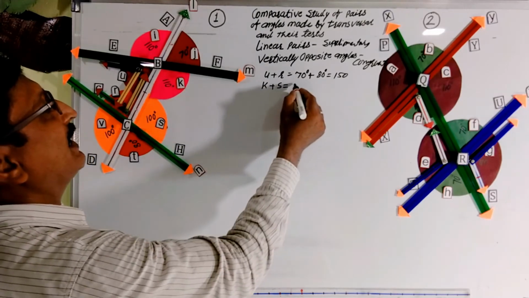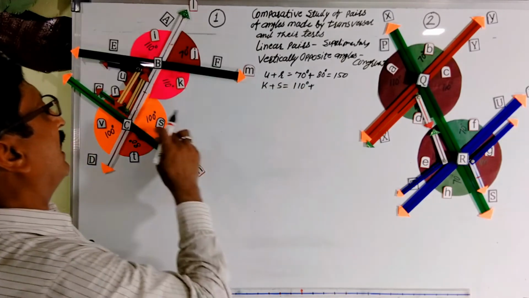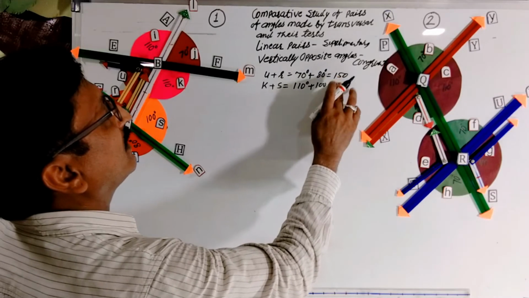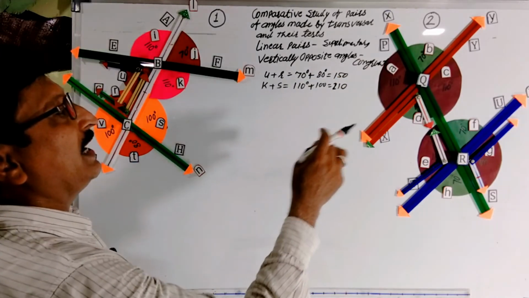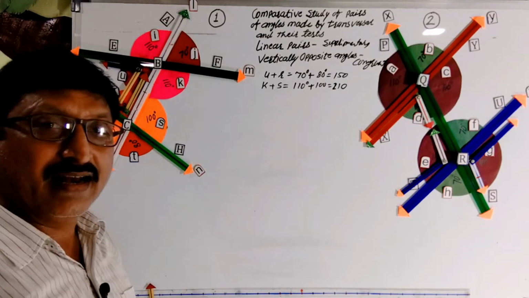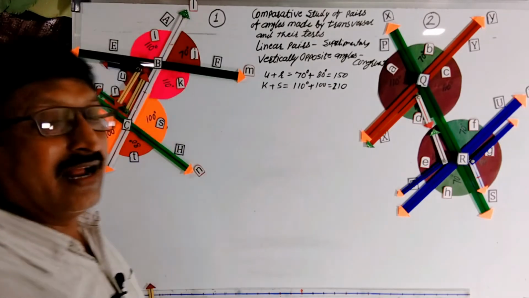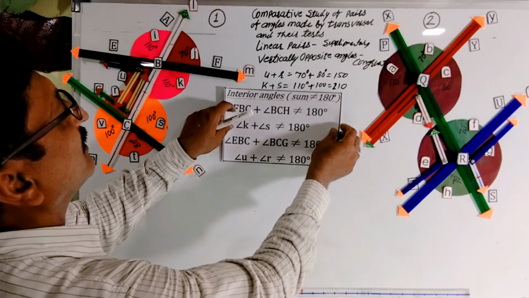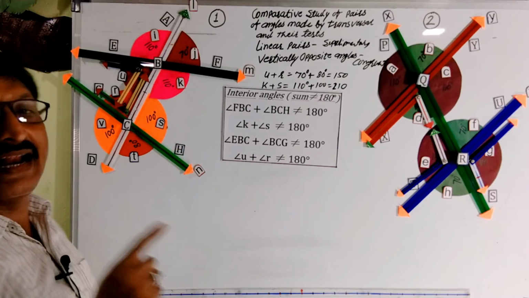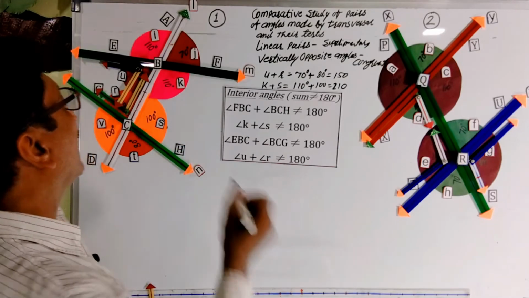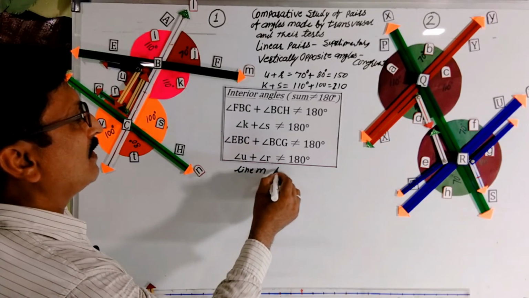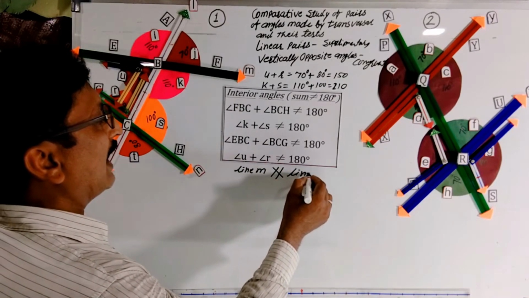What is the measure of k? 110 degrees, and the measure of s is 100 degrees. The sum is 210 degrees. And therefore we will say here, the sum of interior angles is not 180 degrees, and therefore we can say that the lines are not parallel. That means whenever the sum of interior angles is not 180 degrees, which line? M. Therefore you can write here line M is not parallel to line N.